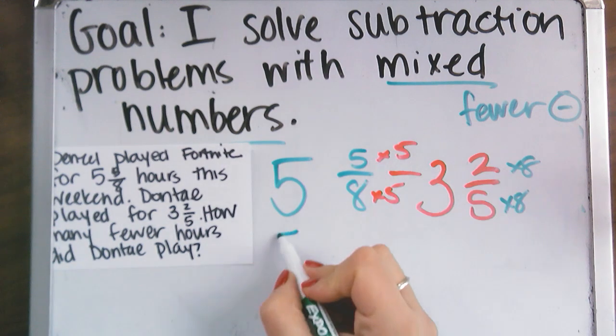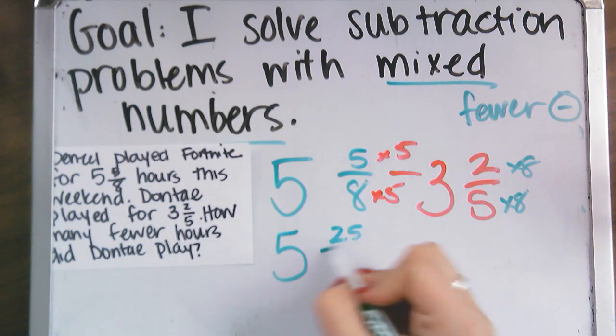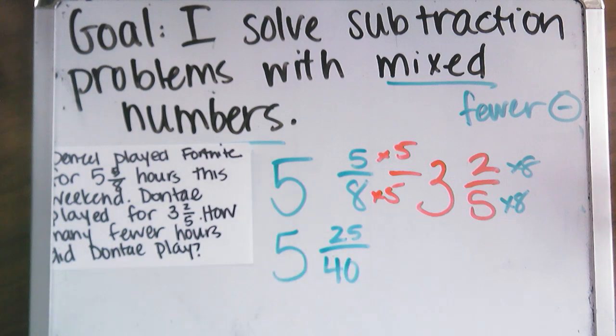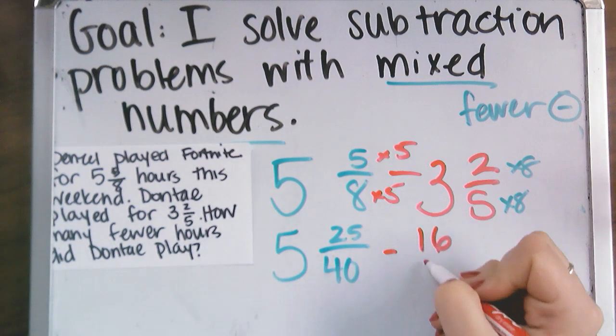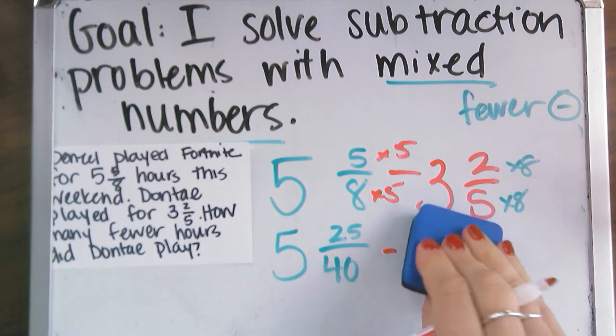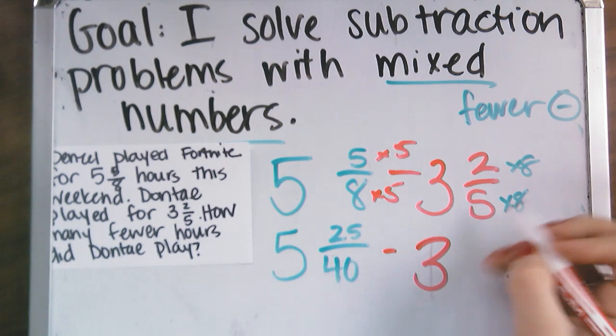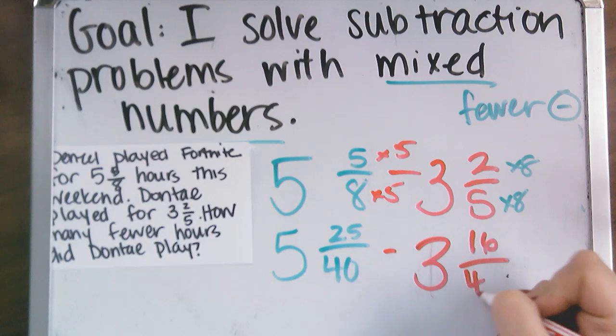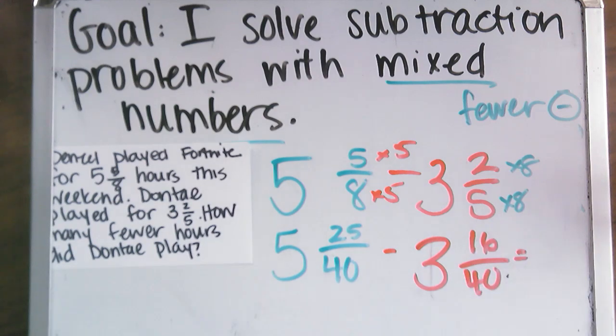So I end up with 5 25/40 minus 3 16/40. So again, we always start with our fractions. So 25/40 minus 16/40 is going to be 9/40. And then 5 minus 3 is going to be 2.